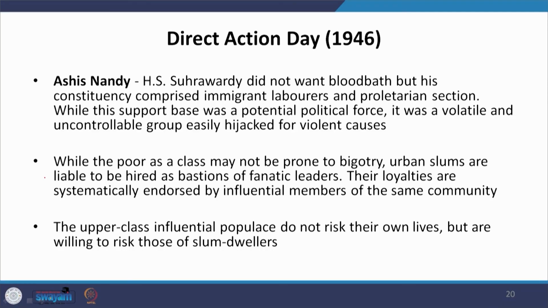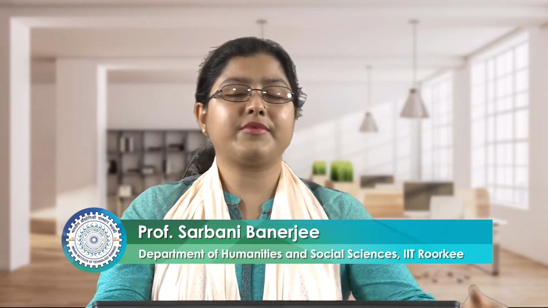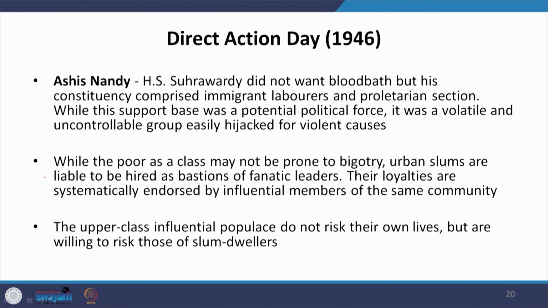So, the proletarian masses were used, while the poor as a class may not be prone to bigotry. Generally, the poor people do not have their identification with any community, be it as Hindus or Muslims. They coexist in a very syncretic fashion in a village community or in a slum community, and the bigotry, the rabid behavior actually comes vertically down from the elite sections to the grassroots masses. However, the urban slums are liable to be hired as bastions of fanatic leaders.